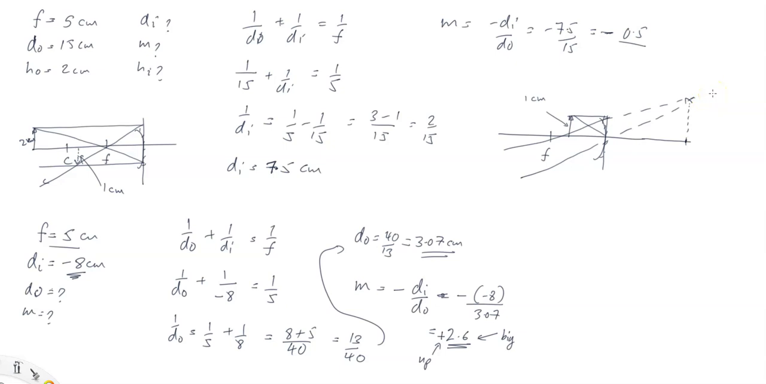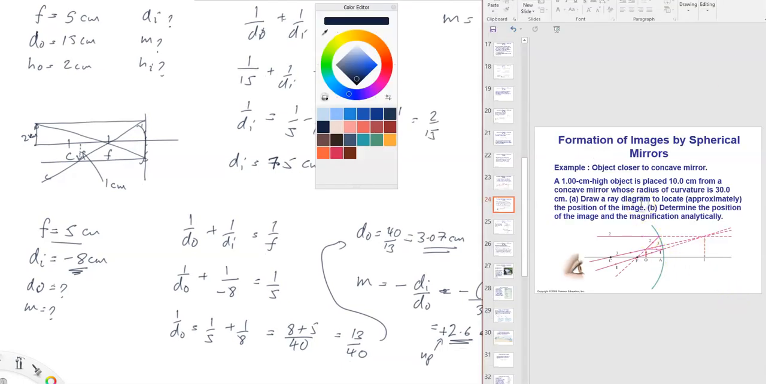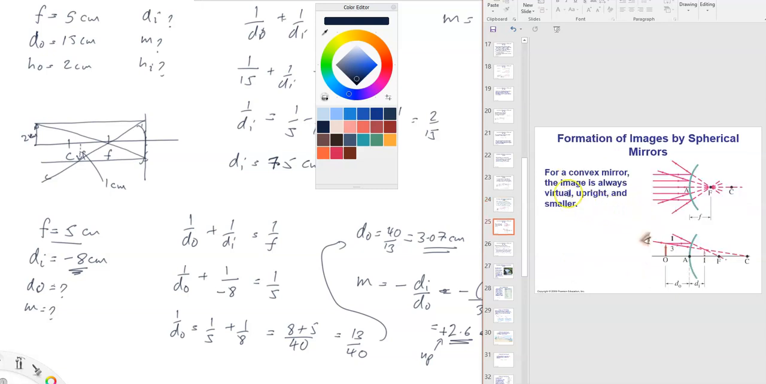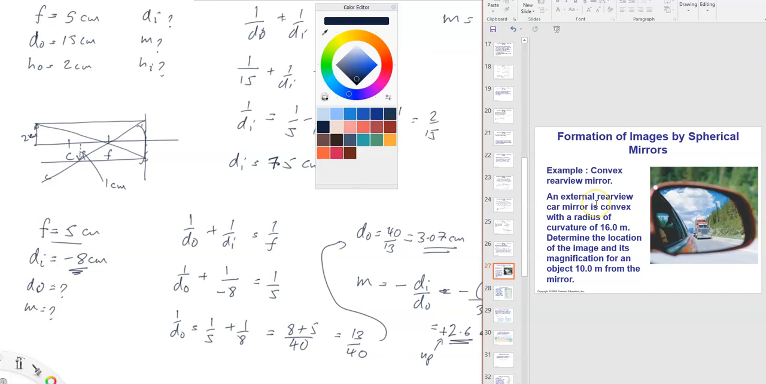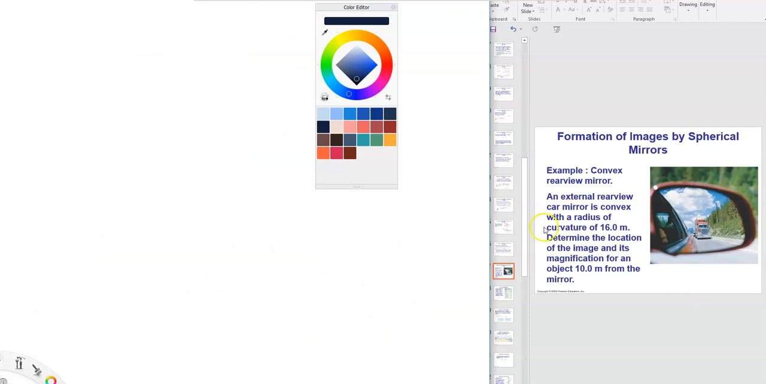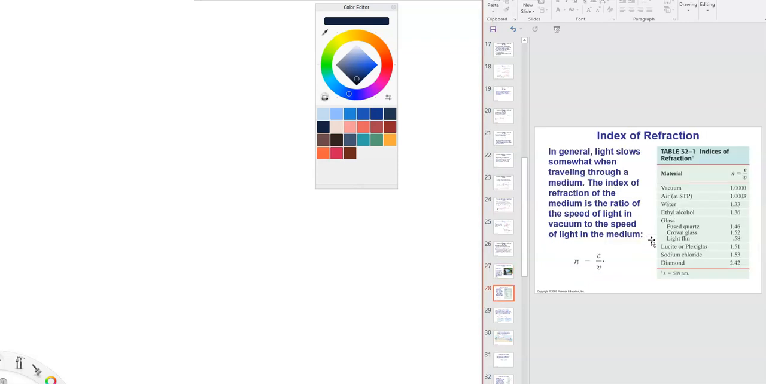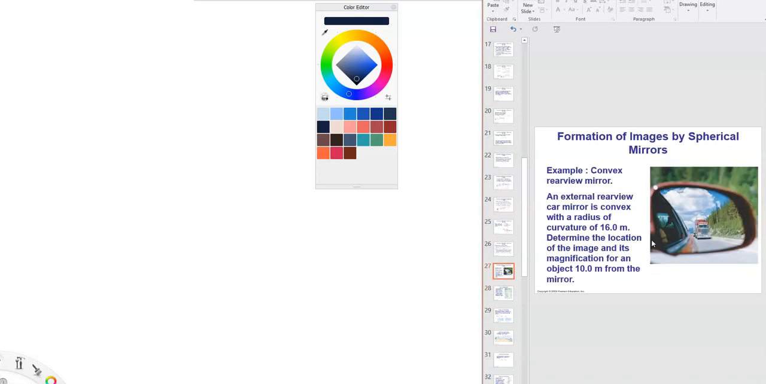Okay, so without going into a further example, this is something you're going to continue. Concave mirrors, ray diagrams, I discussed this in the previous video. Sign convention one more time. Here's something to try. That's next video.